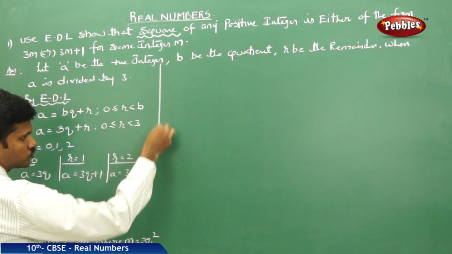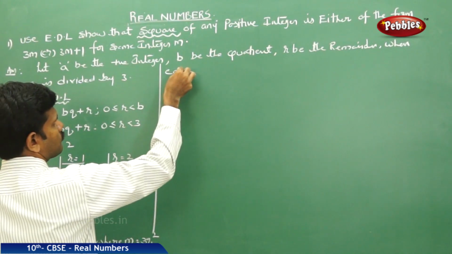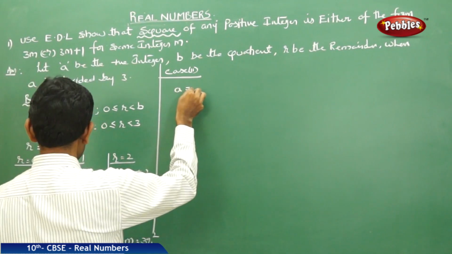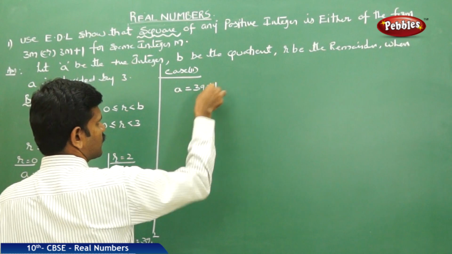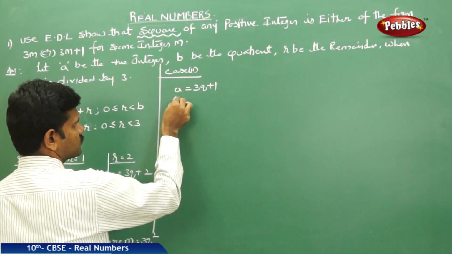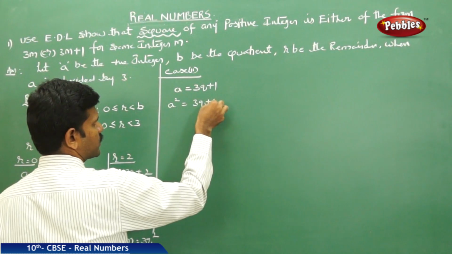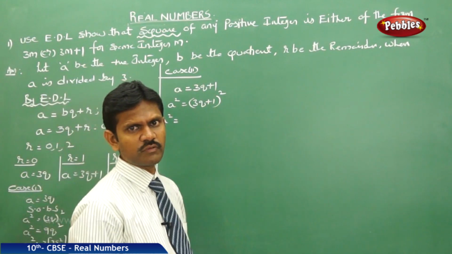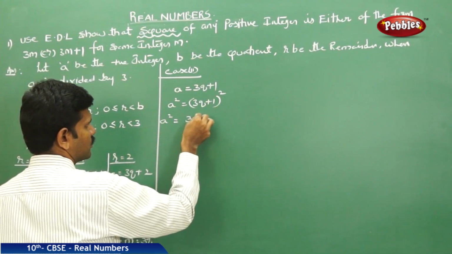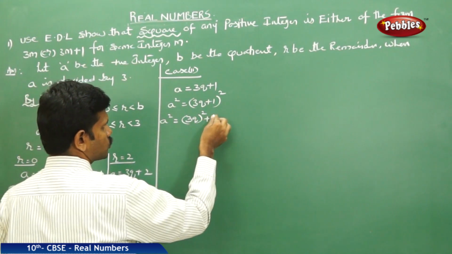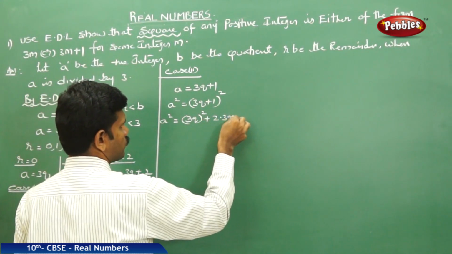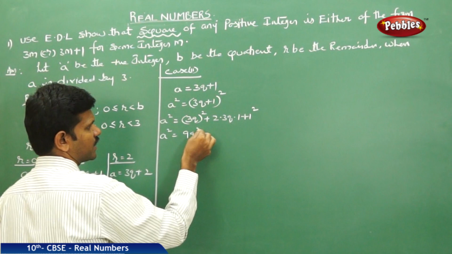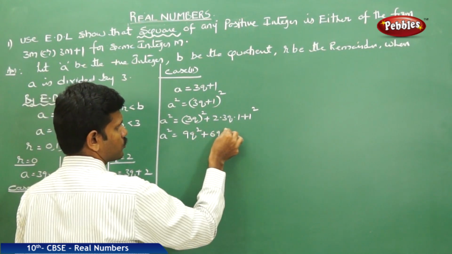Now come to case 2. a is equal to 3q plus 1. Now squaring on both sides, a square is equal to (3q plus 1) whole square. You can write this as (a plus b) whole square, that is, a square plus 2ab plus b square: 2 into 3q into 1 plus 1 square. That is, a square is equal to 9q square plus 6q plus 1.